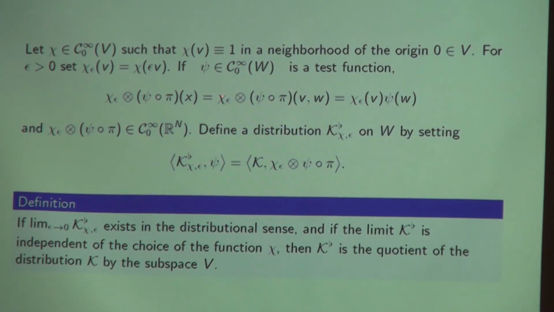What's the idea? What happens as epsilon goes to 0 is that these functions all have compact support, but they look more and more like just the pullback of psi all by itself. So I say, if the limit of these, now distributions, exists in the distributional sense, and if the limit is independent of the choice of this cutoff function, then we'll say we can push it down, right?